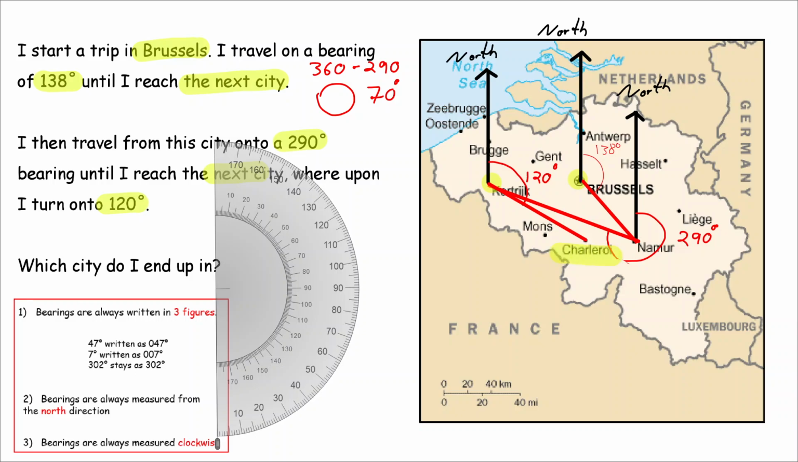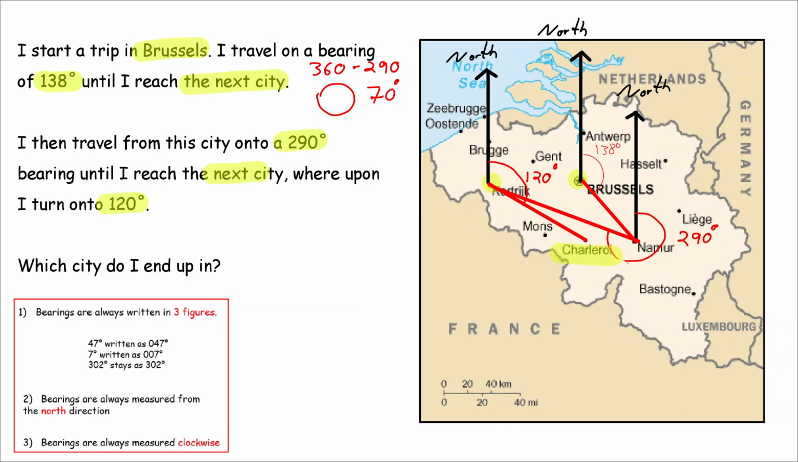So in which city do I end up? And let's now get rid of our protractor. The work is done. And my answer down here is the city of C-H-A-R-L-E-R-O-I, Charleroi. This is in Belgium, isn't it? Because we're looking at Brussels. If you know that city, Charleroi, that's where we end up. Okay, so that is your answer.